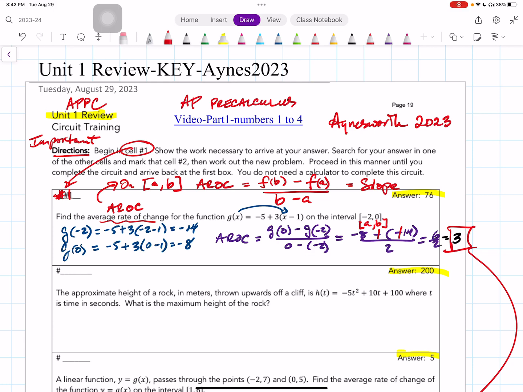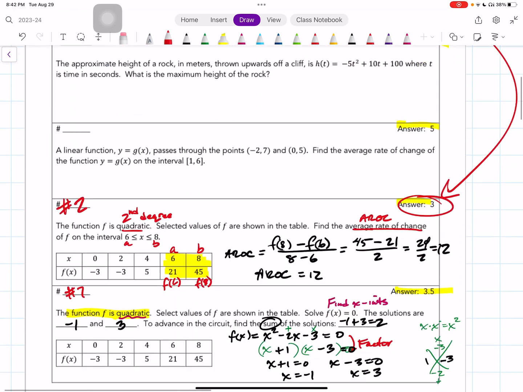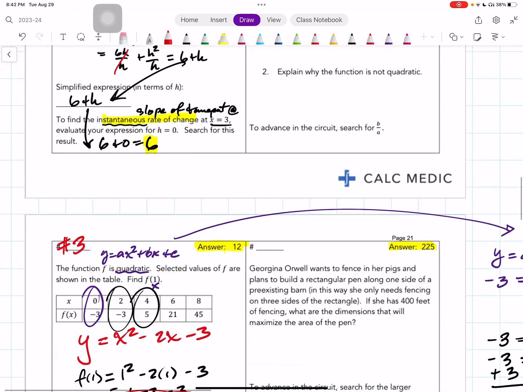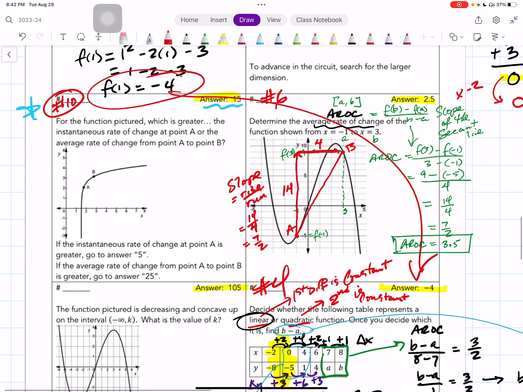This is Mr. Ainsworth again, and we are in part three here of our AP Unit 1 review, and I'm just doing a few at a time here. Let's see, I think we ended the last one at number 9, so we're on number 10. So let's find number 10. Okay, so let's go for it here.